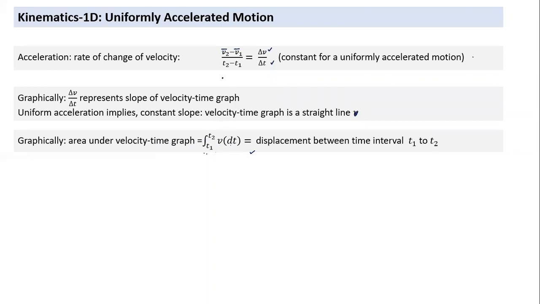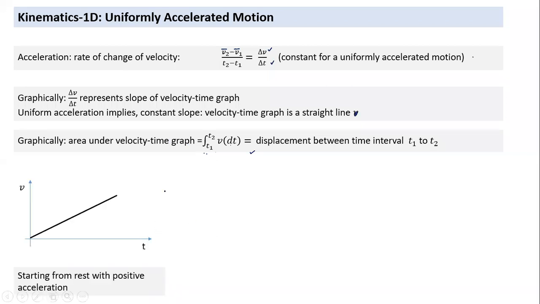So these are the two important properties of uniformly accelerated motion. The slope indicates that if the slope keeps changing, it means acceleration is changing. If the slope is not changing, it means acceleration is constant. It is uniformly accelerated motion. And this area, let's understand in terms of this. What kind of graph is this? This is a velocity time graph. Let's try and understand what we get from this velocity time graph.